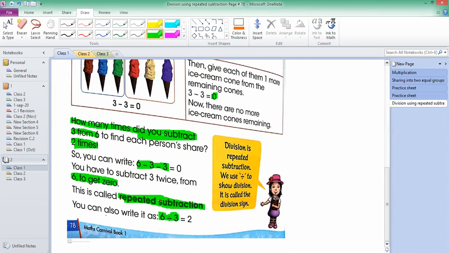Okay. After your division, how many cones does each of them get? So they get 2 ice cream cones. Each of them gets 2 ice cream cones. So this is the answer. Do you understand, guys?